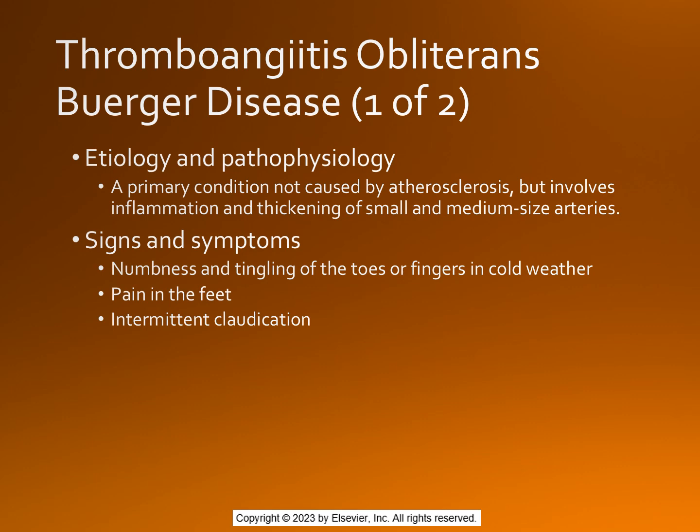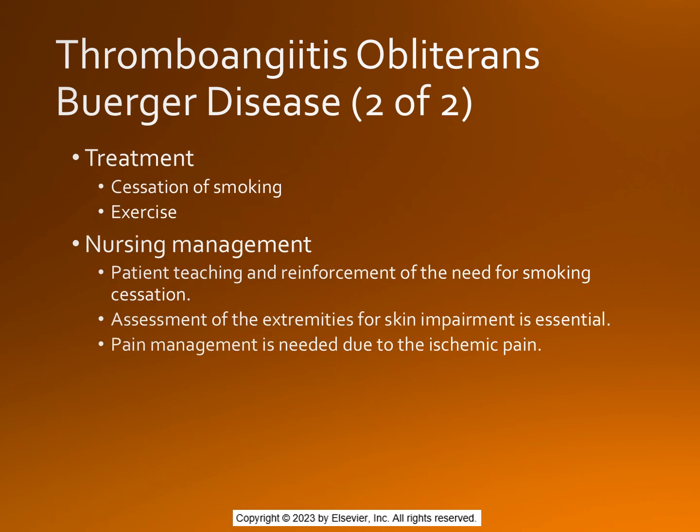Thromboangiitis obliterans, or Buerger disease, is one of the approximately 20 disorders that can cause inflammation in blood vessels. Thromboangiitis obliterans is a primary condition not caused by atherosclerosis. Instead, it involves inflammation and thickening of small and medium-sized arteries. Occlusion of the vessels in the hands and feet will typically be noted first. Moderate to heavy cigarette smoking is directly linked to the progression of this disease.